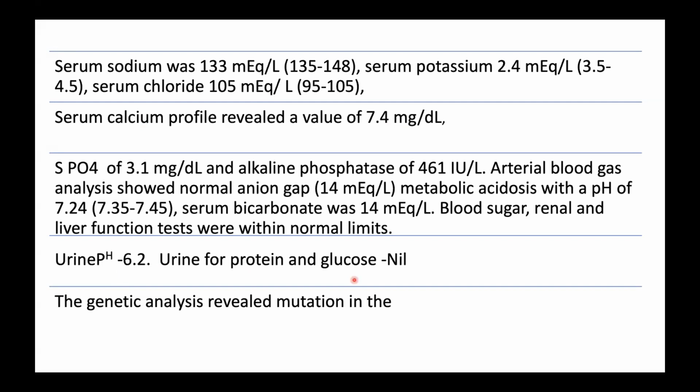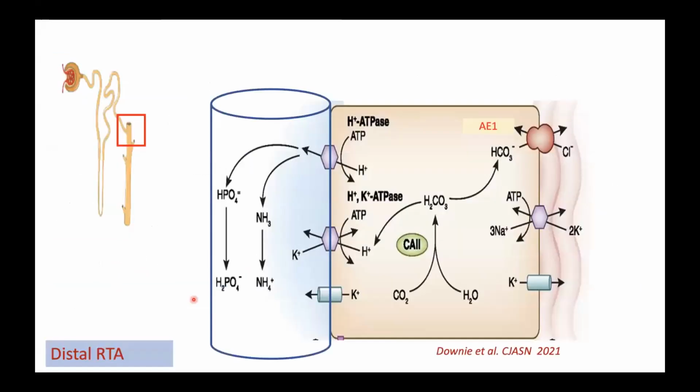So in view of urine pH more than 5.5, we think it could be a case of distal renal tubular acidosis. And we did the genetic analysis, which revealed an ATP6V0A4 gene mutation. So it confirmed the distal renal tubular acidosis. In the distal tubule, there are 2 types of hydrogen ion pump. One is the hydrogen ATPase pump and another is the hydrogen potassium ATPase pump, where potassium is reabsorbed and hydrogen is secreted into the lumen. Till now, there is no mutation found in this hydrogen potassium ATPase pump.